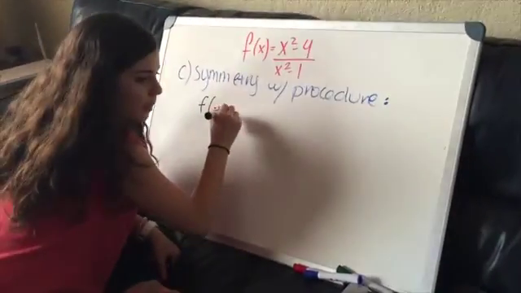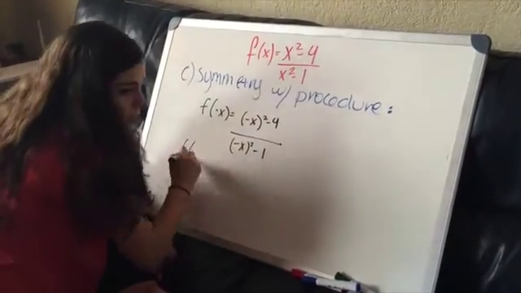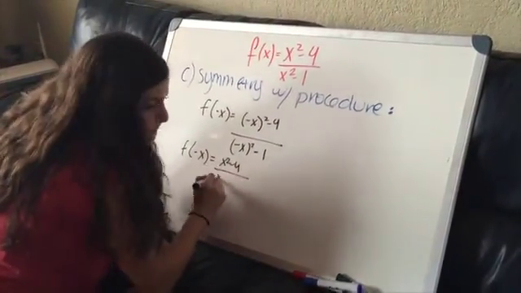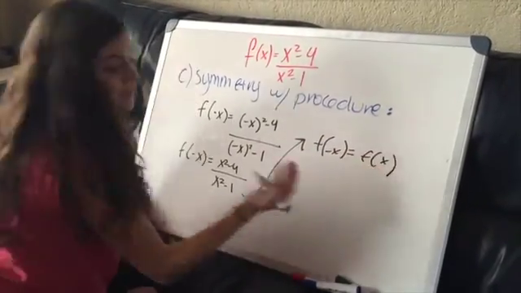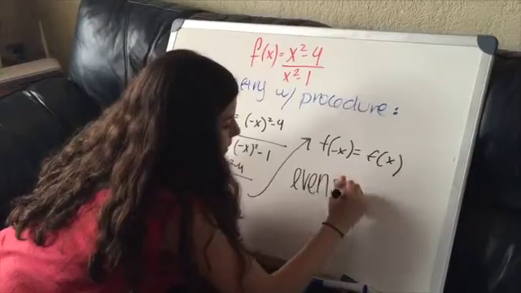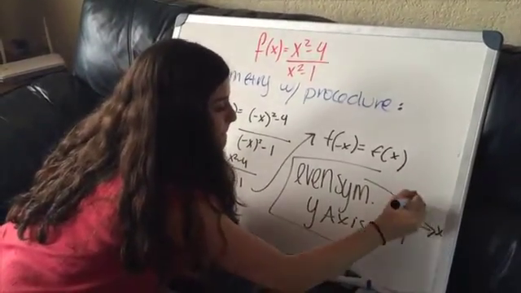For point C, we needed to find the symmetry with procedure. If we want to see if the function has an odd symmetry, we have to make the whole function negative and see that it would give us the original one. But since that didn't happen, we went with the procedure to get an even symmetry, which would be only making x negative. Doing that, we did get our original function, making us know that we had an even symmetry on the y-axis.